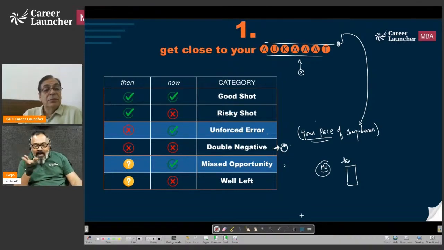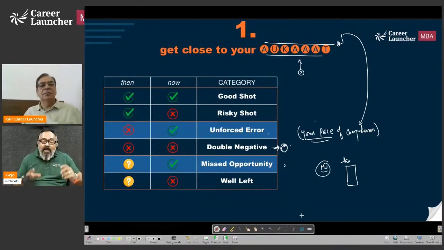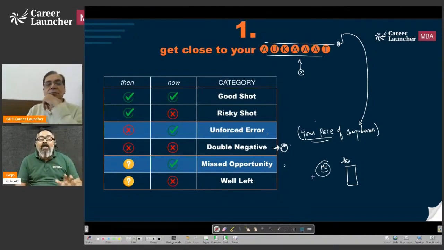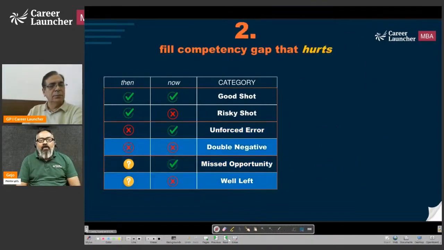And in the coming days we'll get into each of these sections: what to do in VRC, where the score may fluctuate a bit, what to do in DLR, what you need to analyze there. We'll get there, but at this point, at least for the mock that you're taking, you can analyze it afterwards and at least have data. Second, of course, fill the competency gap that hurts.